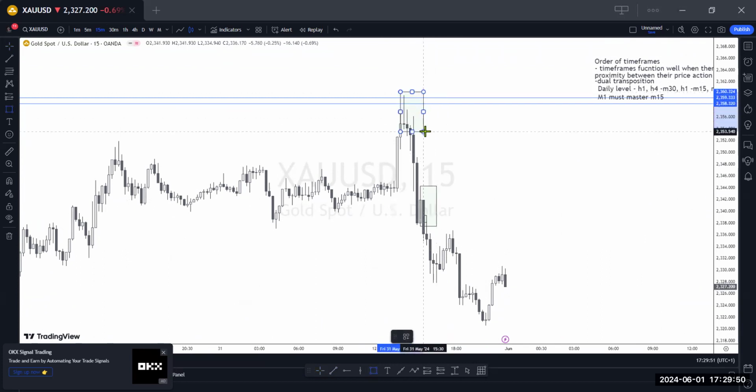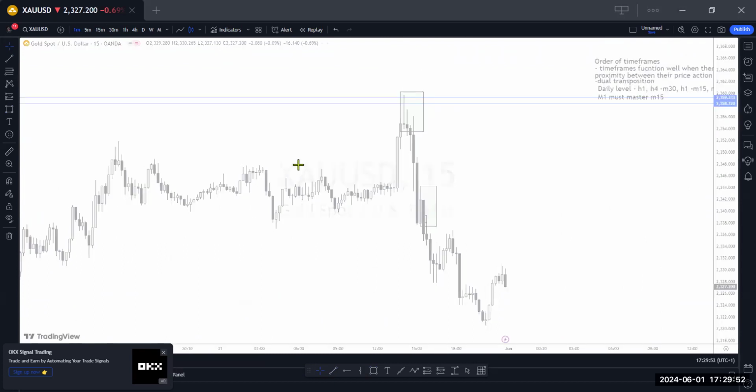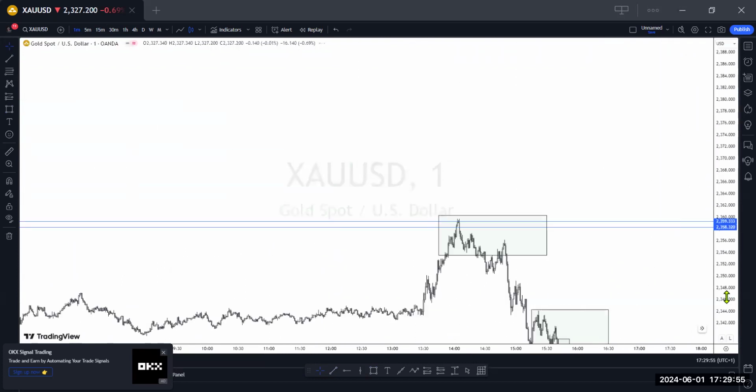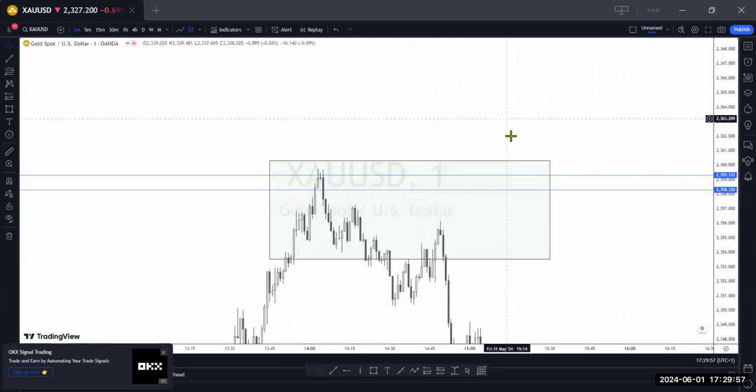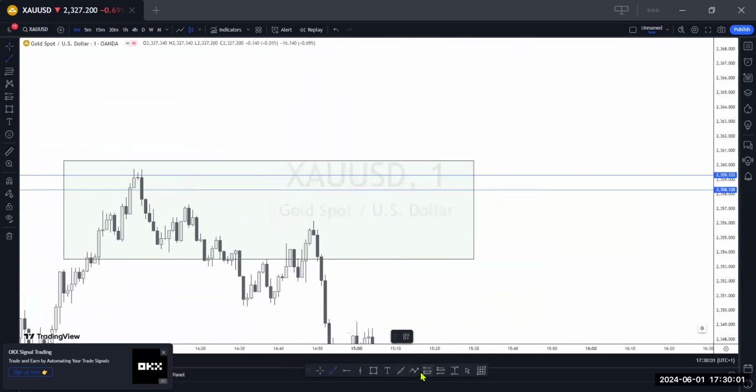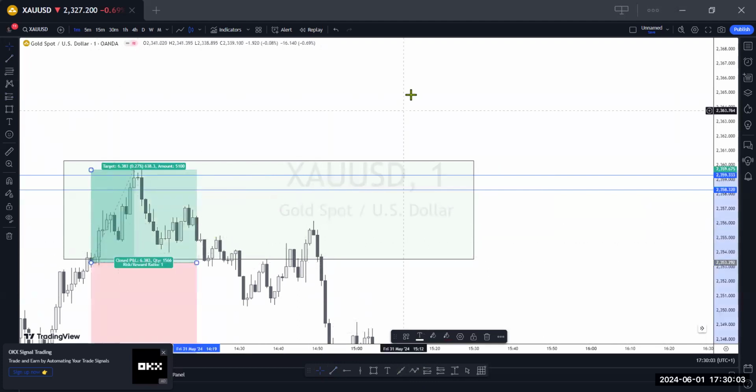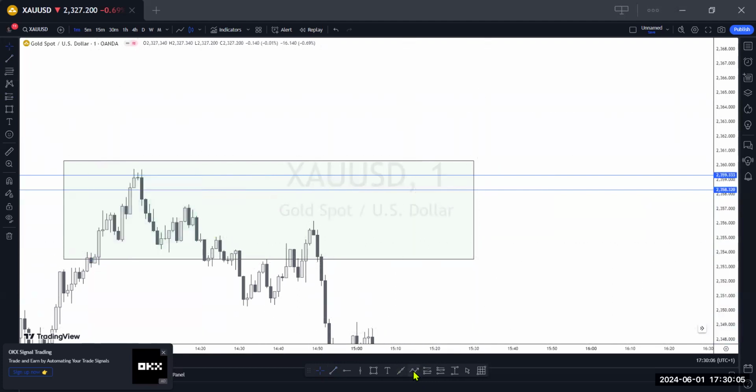For example, let's see this level. Let me show you guys something on M1. So what happens here on M1? You have the structural level we have here. We have this level, lower low, sorry, higher low, the higher low, and you have higher high.